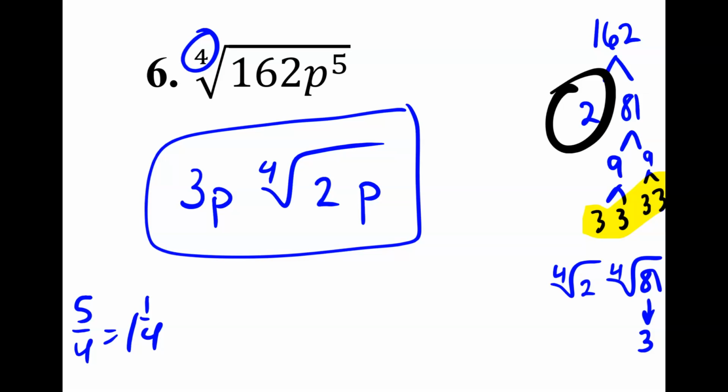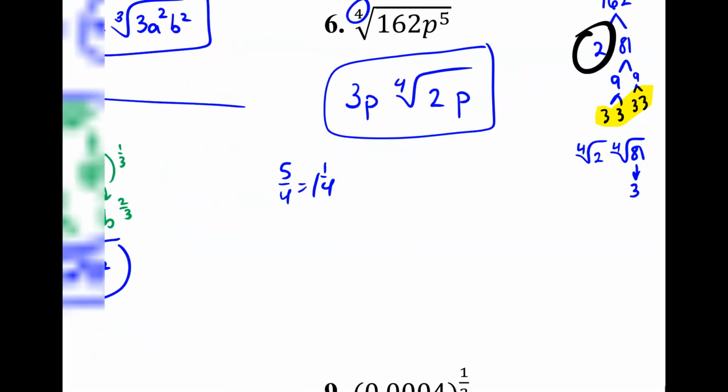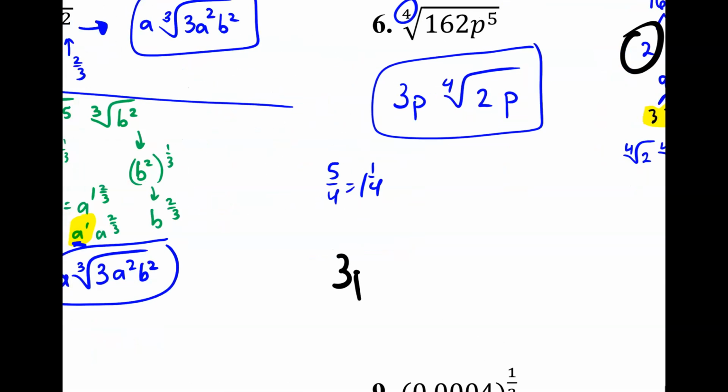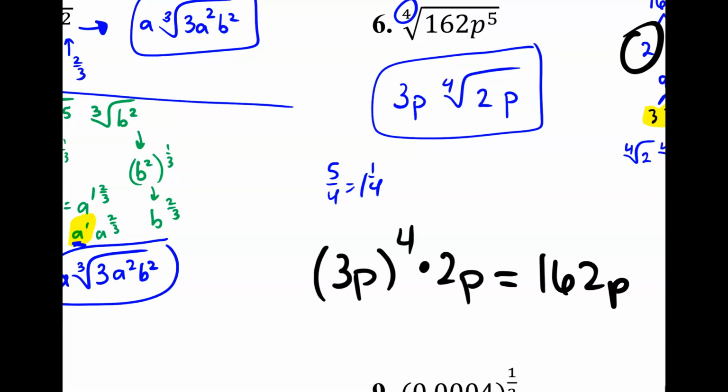Because if you take 3 times itself 4 times and then multiply by whatever's inside, you should get back to 162. If you take 3p and raise it to the 4th power and then multiply by 2p, you should get what you started with, which you do. Makes sense. Taking it out, you put to the 1/4 power. Okay.